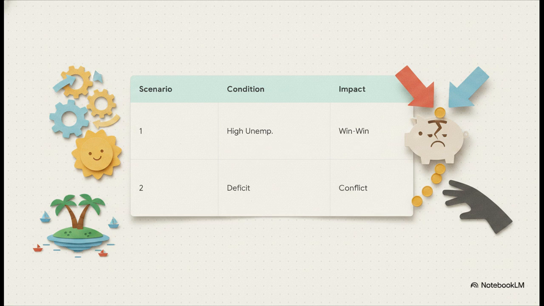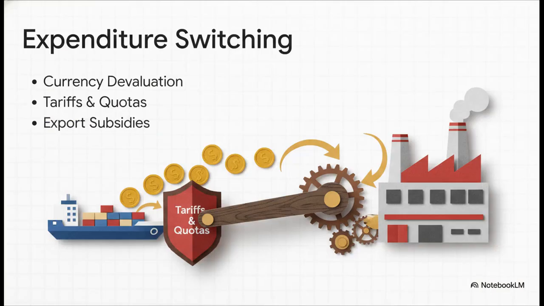But imagine scenario 2, where there is a direct conflict. Imagine a country is at full employment. Everyone has a job, but they are running a massive trade deficit. The government is completely trapped. If they use contractionary policy to slow down the economy and fix the deficit, businesses will suffer and people will lose their jobs, completely ruining the internal balance. But if they prioritize full employment and do nothing, they'll just continue bleeding money to foreign nations, ruining the external balance. So, how on earth do governments escape this trap?